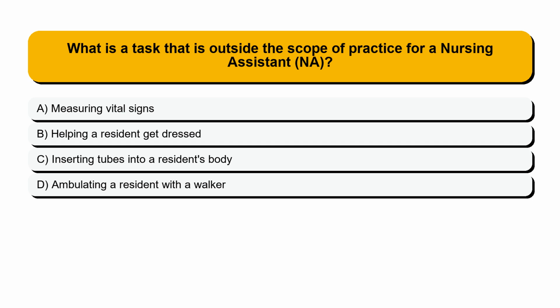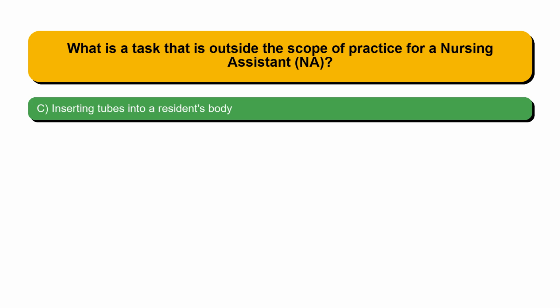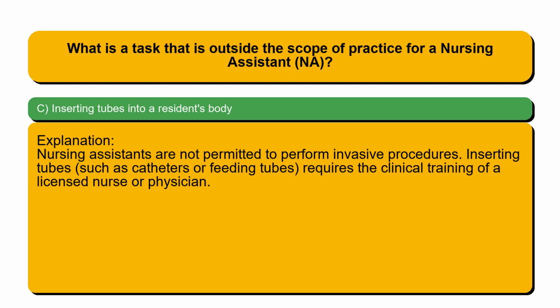Question 79. What is a task that is outside the scope of practice for a nursing assistant, NNAAP? Option A, measuring vital signs. Option B, helping a resident get dressed. Option C, inserting tubes into a resident's body. Option D, ambulating a resident with a walker. The correct answer is option C, inserting tubes into a resident's body. Nursing assistants are not permitted to perform invasive procedures. Inserting tubes, such as catheters or feeding tubes, requires the clinical training of a licensed nurse or physician.